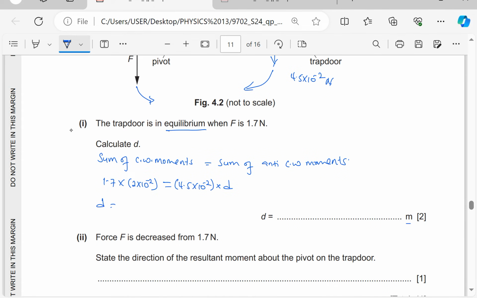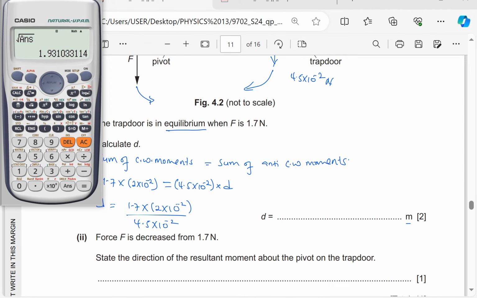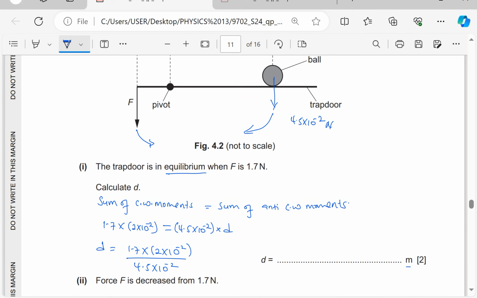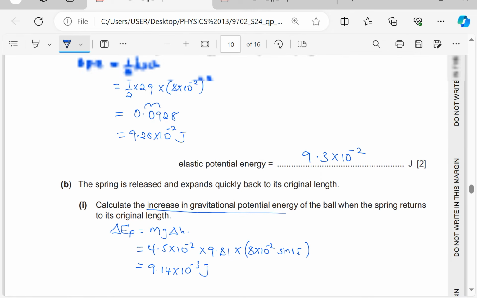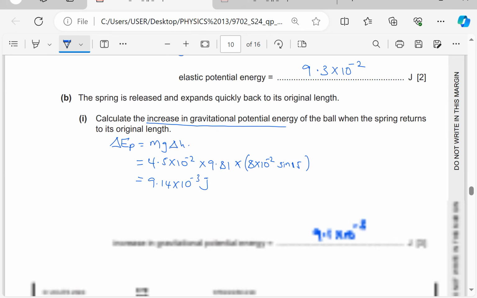So what is D? D will be 1.7 times 2 times 10 to the power of minus 2 divided by 4.5 times 10 to the power of minus 2. So I'll just press my calculator. I think minus 2 has cancelled, so I'll say 1.7 times 2 divided by 4.5 because the power of negative 2 has cancelled out. So this is giving me 0.7 point. Oh, this was mass. What is 4.5? This is mass, not weight.